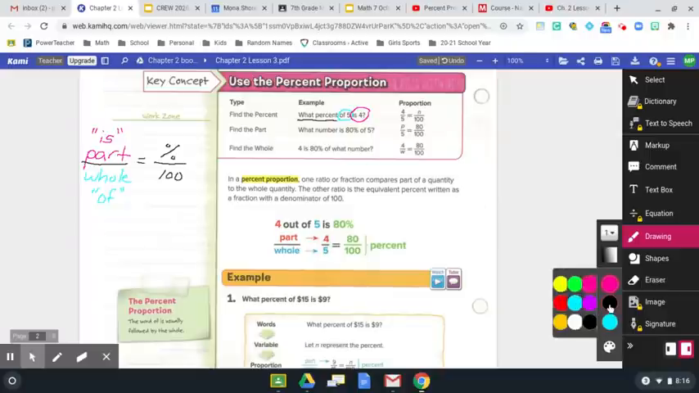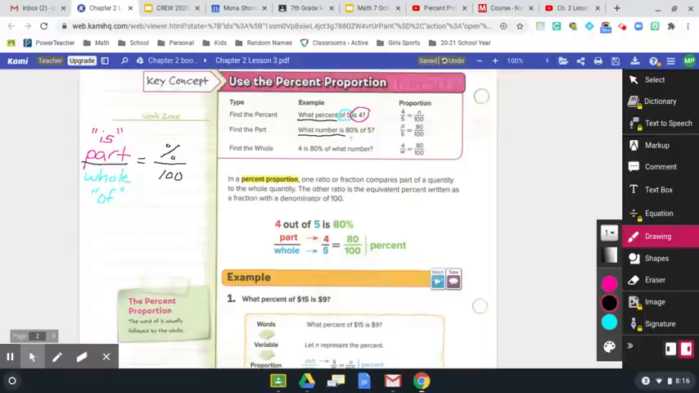Find the part. So I'm going to underline the question there. What number is... So this is what you don't know. You don't know the part. You don't know the numerator. You don't know the is. And so you're going to see in the setup of the proportion, there's where the variable is. That's what you're solving for.